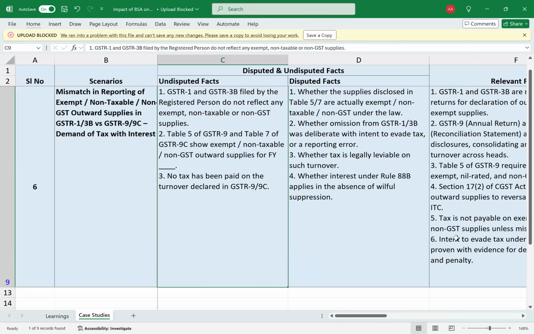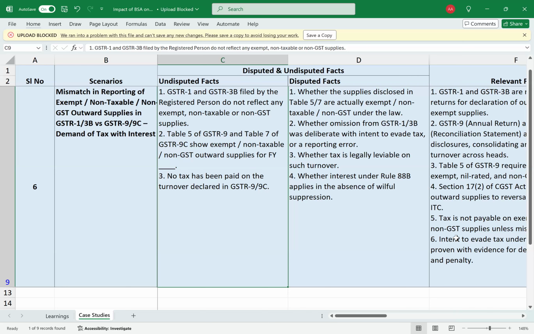Okay, so the question here is there is a mismatch in reporting of exempt outward supplies in 1 versus 9, right? Yes, sir. So maybe in 9, I'm presuming that you have disclosed the full. In 1, we did not disclose the exempt supply. Table 8 was empty. Yes, sir, correct.